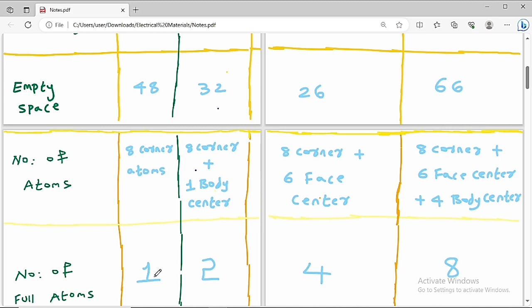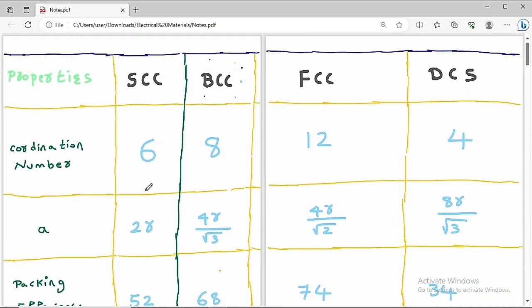So what you are going to get is 1. And here, what's the meaning of coordination number? The number of atoms which touch a specific atom is called the coordination number. In the case of SCC, the coordination number is 6. Here A is the side length of the cube, or the edge length of the unit cell. Here A is equal to 2R, where R is the radius of the atom.